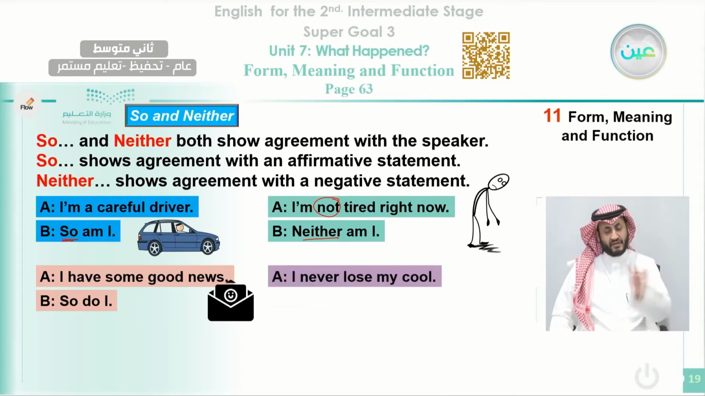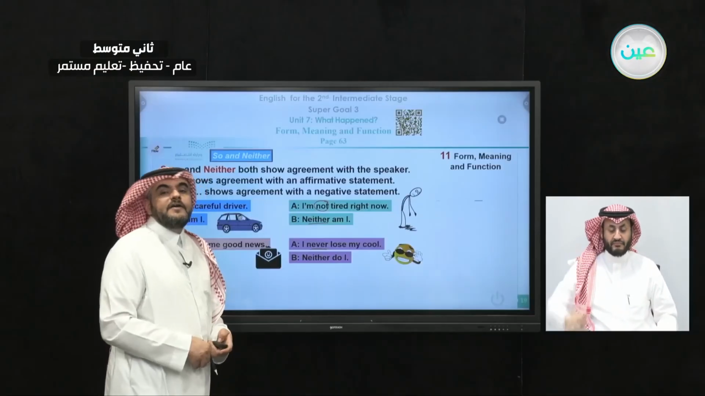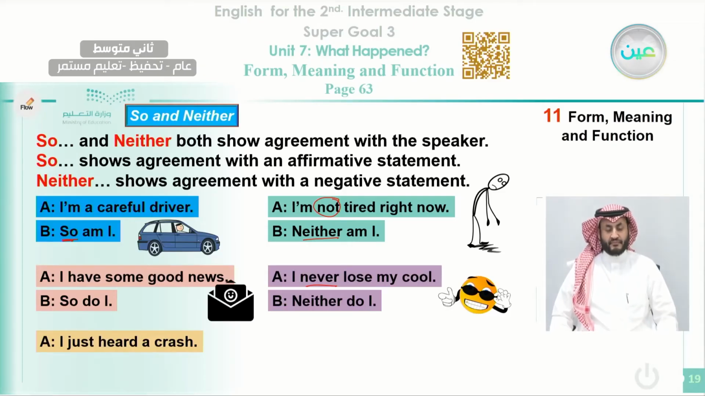And here also: I never lose my cool. This is considered a negative form also, because here we talk about never as a negative form. I never lose my cool. If you agree, you say neither do I.